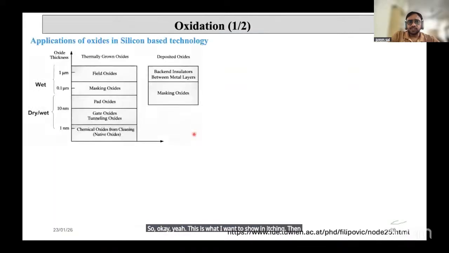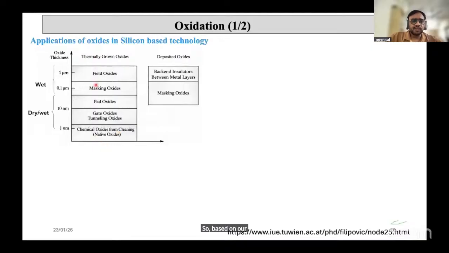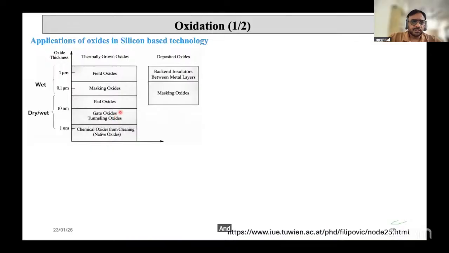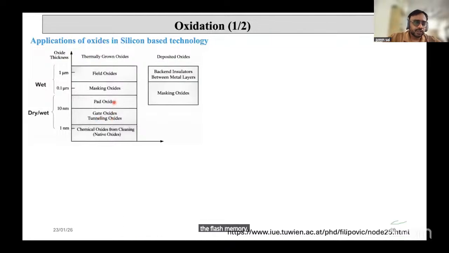Then the other one is oxidation. So let me push it. We have different oxides, like thermally grown oxides; based on our understanding, we go for these oxides. One is chemical oxides, where you put the wafer in an oxidizer and get this kind of oxide. These are gate oxides, which are used for MOSFET devices, or tunneling oxides in flash memory, all that. Then pad oxides, which we use for lithography.